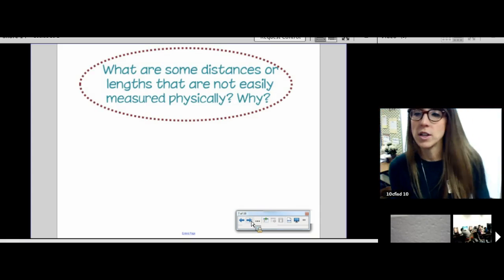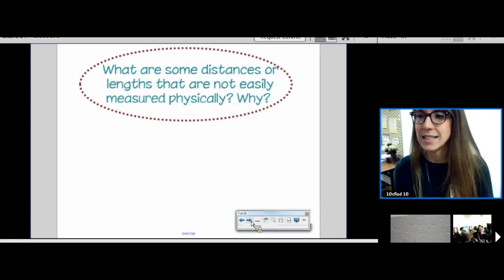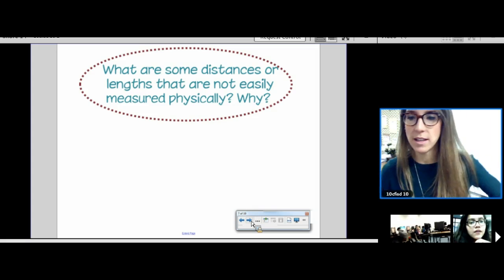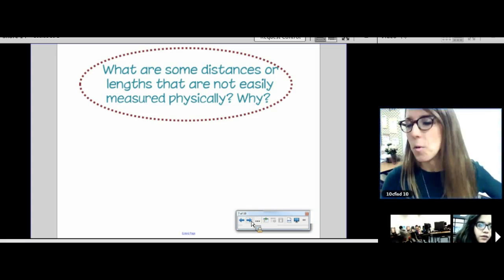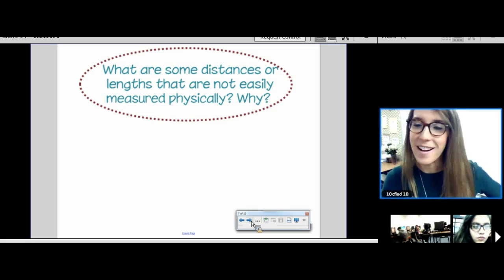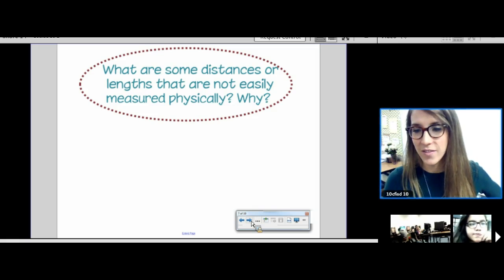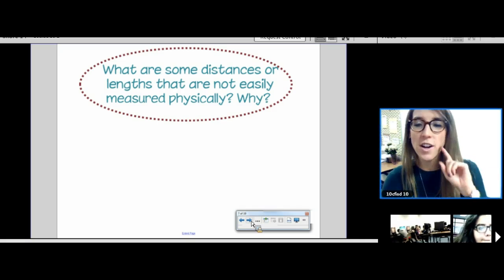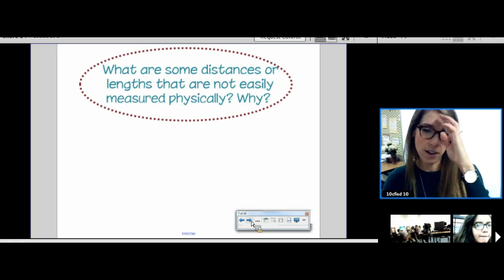So, what are some distances or lengths that are not easy to measure physically? You can't just go up with your measuring tape and measure it. What are some lengths or distances? Oh, well, yes, circles, but we're not going to be doing circles in our similarity unit. Yes, skyscraper. Yeah, the distance between the sun and the moon. We're going to do that more in our trigonometry unit, not in our similarity unit, but yeah.